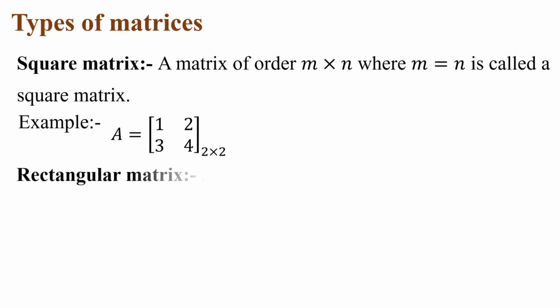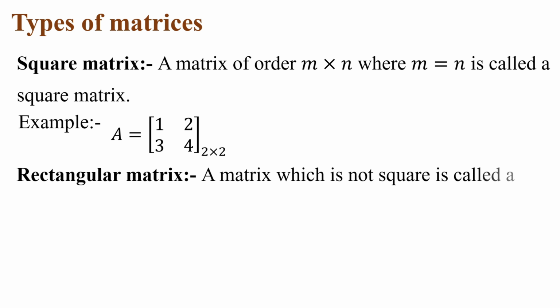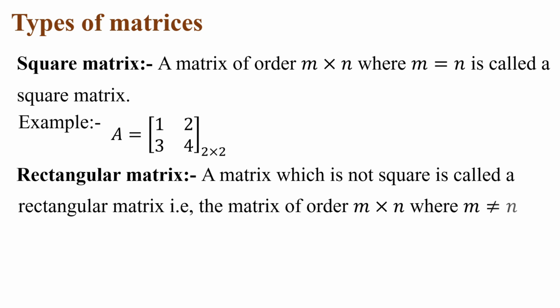Rectangular matrix. A matrix which is not a square matrix is called a rectangular matrix. So that means the number of rows and the number of columns will be unequal. Here is an example where I have considered a 2 by 3 rectangular matrix.